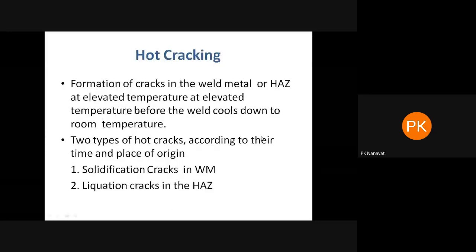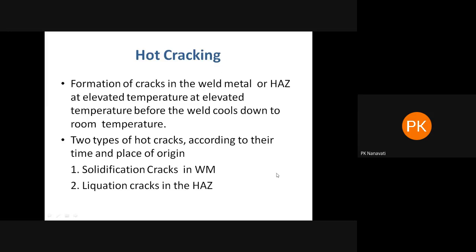Hot cracking is a very common phenomenon with welding of austenitic stainless steel, particularly. And hot cracking is a crack in the weld metal or heat affected zone. Now you understand what is weld metal, what is heat affected zone. But this crack forms when the temperature cools from the elevated temperature to room temperature.